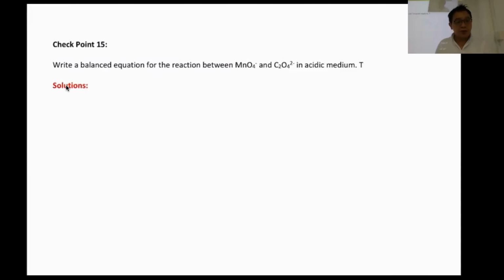Now, we are going to integrate what you have learned just now in the common oxidizing and reducing agent. MnO4 minus is an oxidizing agent. Check your oxidizing agent page. MnO4 minus in acidic medium, what does it give you? Mn2 plus. How do I know? The table tells me. So that is how I know MnO4 minus gives you Mn2 plus, reactant and product.